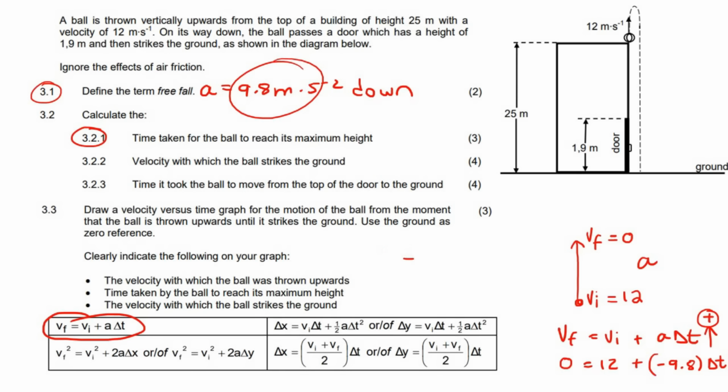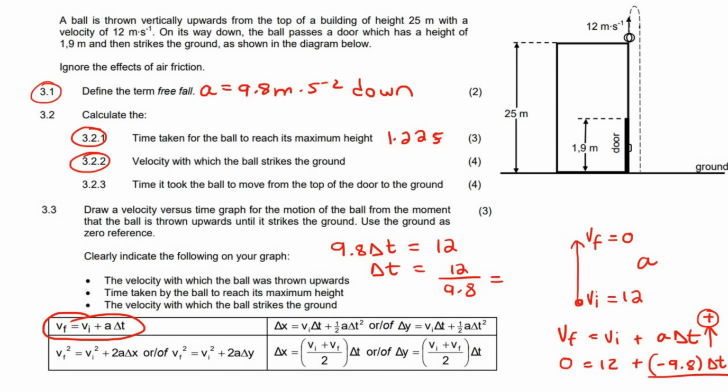Okay, and so if we had to go work this out, let's take this over to the other side, so it will end up becoming a positive. And then to get delta t alone, you can just say 12 over 9.8, which is equal to 1.22 seconds. This question says velocity with which the ball strikes the ground.